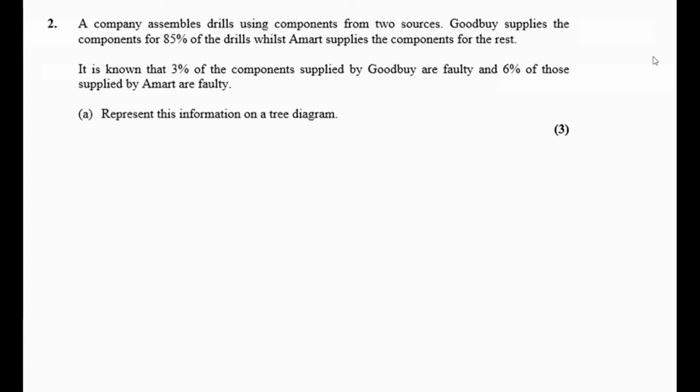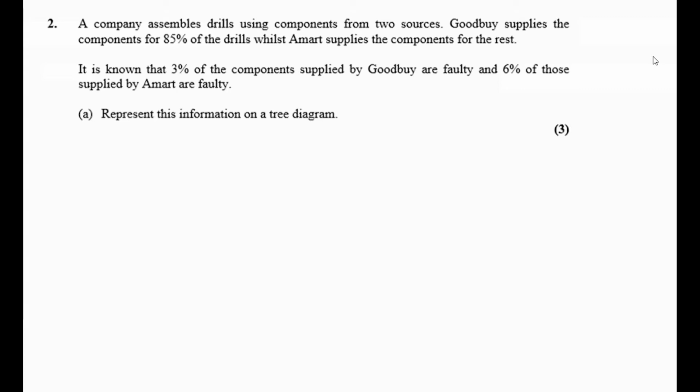Okay, moving on. A company assembles drills using components from two sources. Goodbye supplies the components for 85% of the drills, whilst Amart supplies the components for the rest. It is known that 3% of components supplied by Goodbye are faulty and 6% of those supplied by Amart are faulty. Represent this information on a tree diagram.